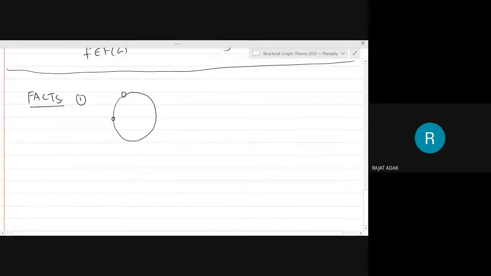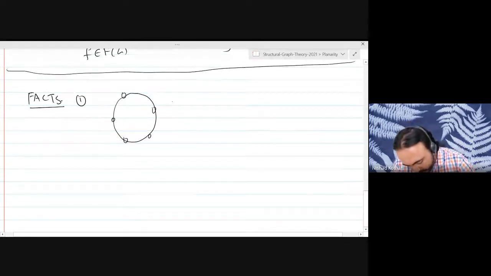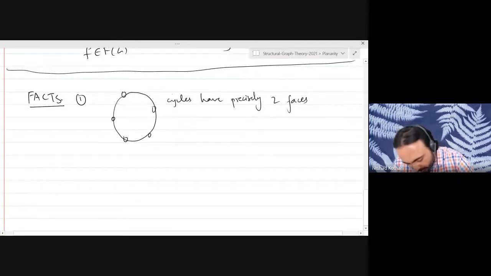Two faces, right? It's basically like a simple closed curve, and so you have the interior and the exterior, right? So cycles have precisely two faces. What I mean is plane cycles, right? Embeddings of cycles.